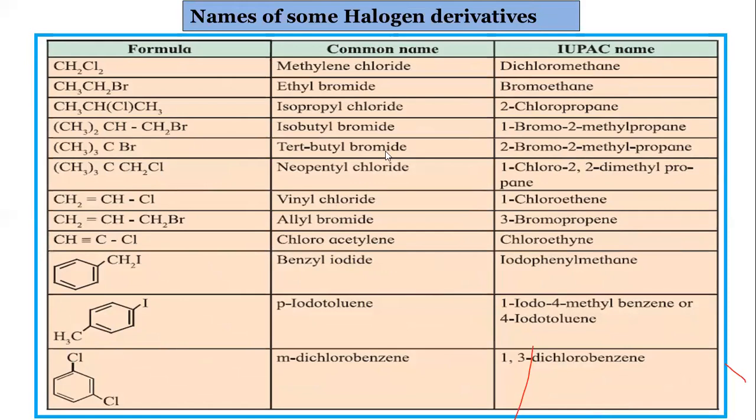See, this is a dihalogen derivative in which two hydrogen atoms are replaced with two halogens. The name is methylene chloride, and the IUPAC name is dichloromethane. This is ethyl bromide, in which one hydrogen is replaced with bromine. It is also called bromoethane. All this was explained last year also in the chapter hydrocarbons, so I'm not going to take it in detail.